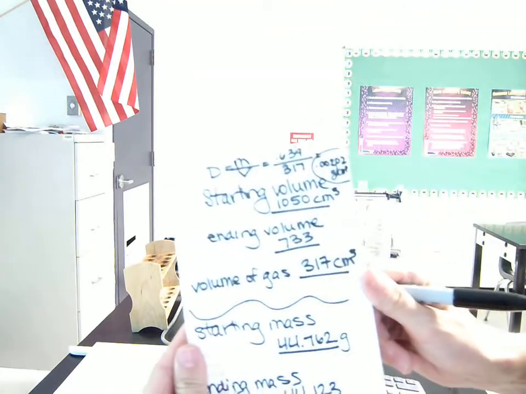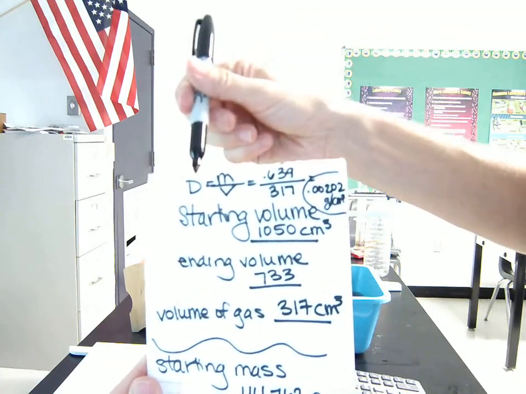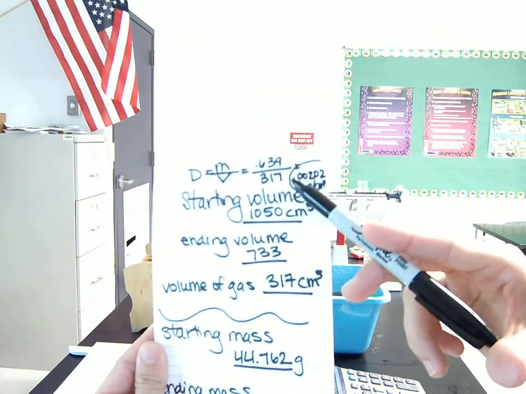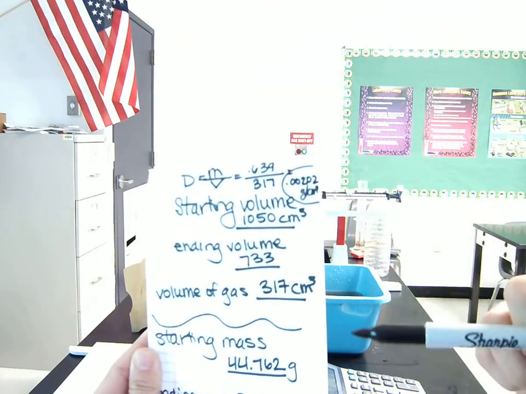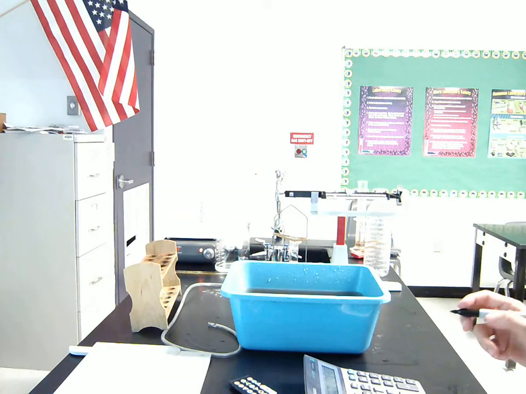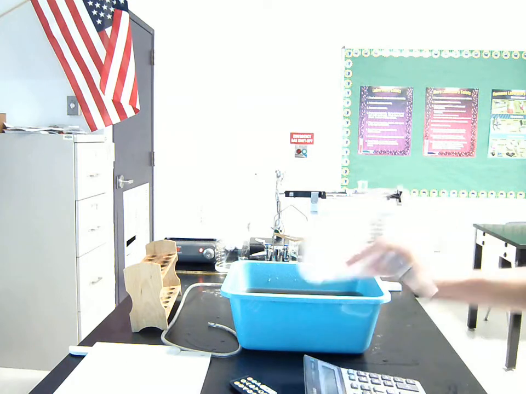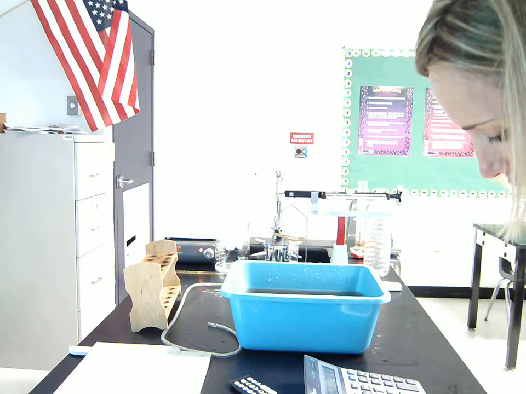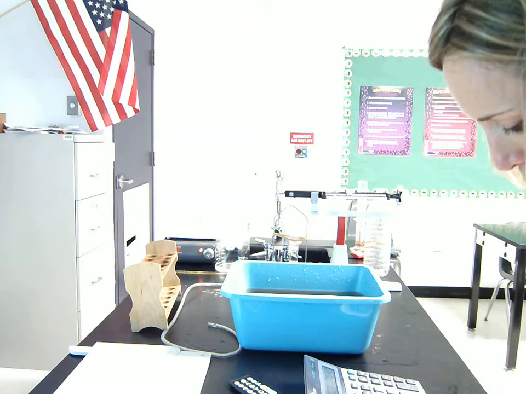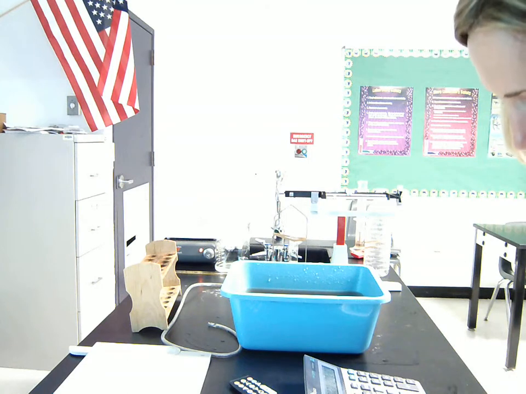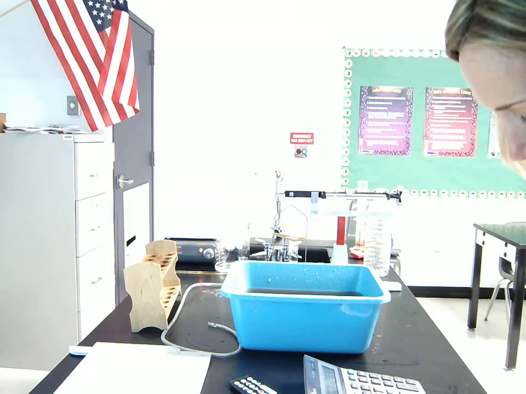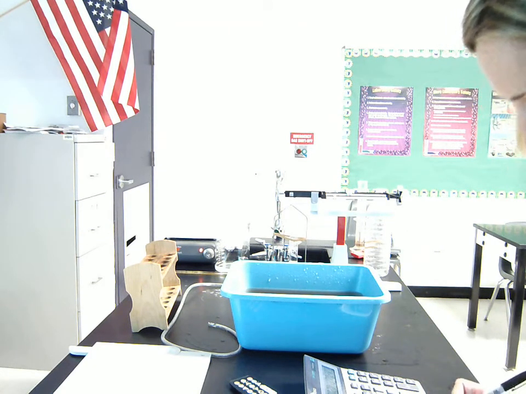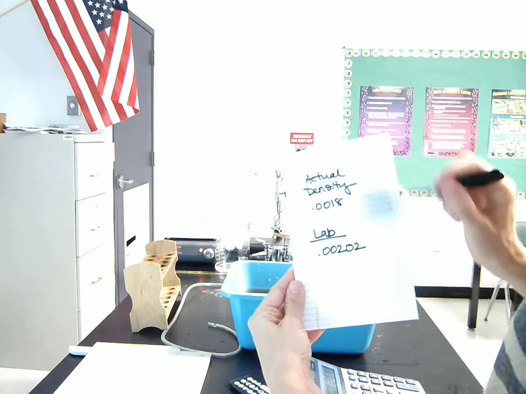Okay, so based on the measurements we just did here, you can see my math up here. Density is mass over volume, 0.639 divided by 317. And that says 0.00202 grams per cubic centimeter, which is interesting because, let me rewrite it on this page, the actual density of our gas is 0.0018. And the one that I did in the lab we measured it to be 0.00202. So really, that's pretty good. I got pretty close there.